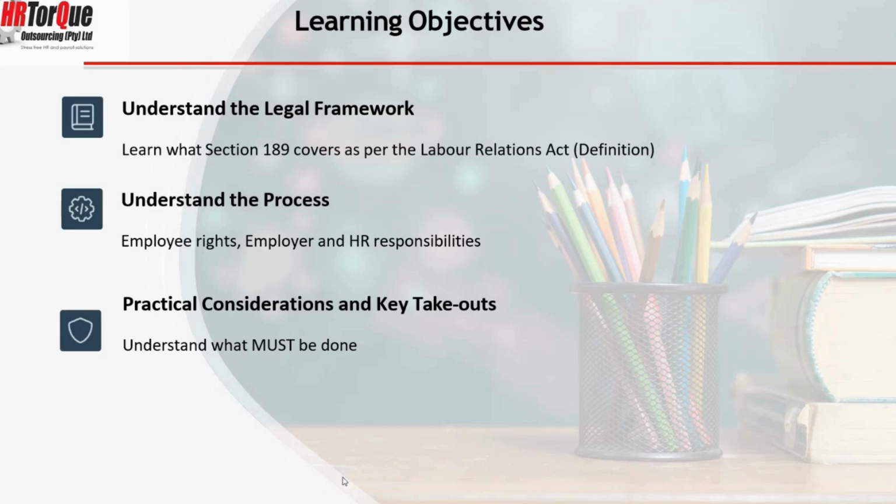Our learning objectives for this session are threefold. First, we aim to develop a clear understanding of the legal framework provided by Section 189 of the Labor Relations Act. Second, we will examine the procedural steps that employers must follow and the rights employees are entitled to during a retrenchment process. And third, we will explore the practical considerations and key takeaways that can help ensure compliance and minimize legal risk.